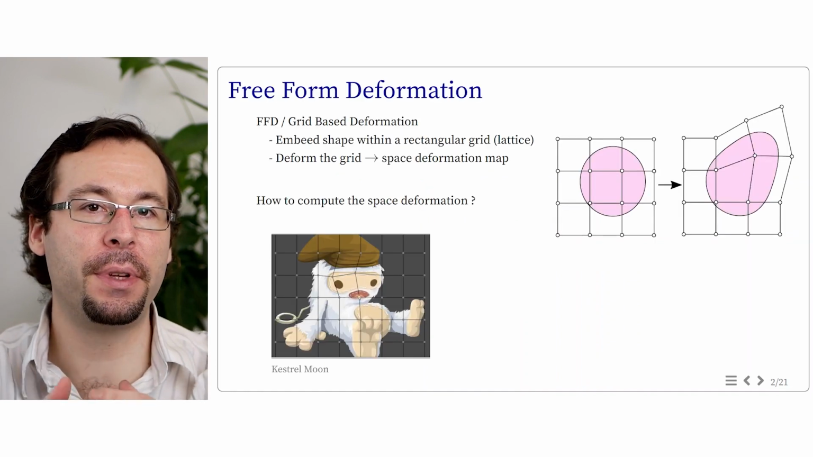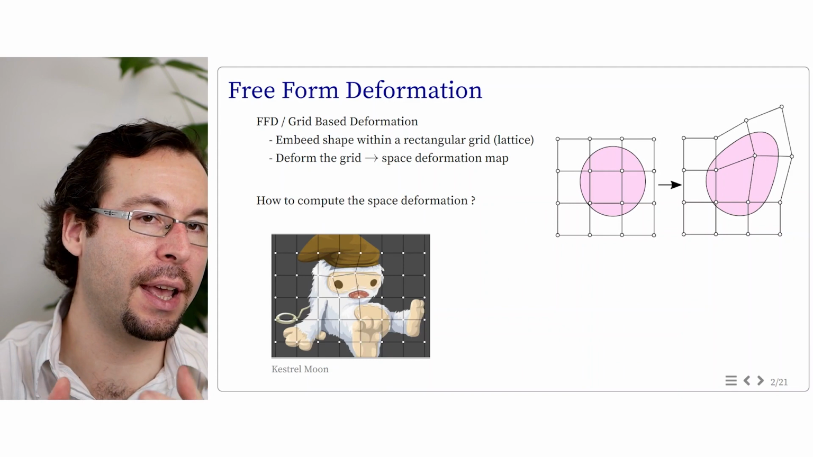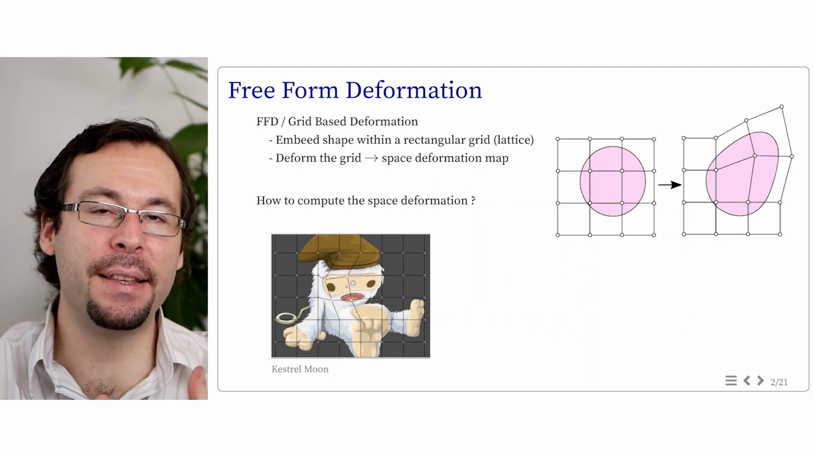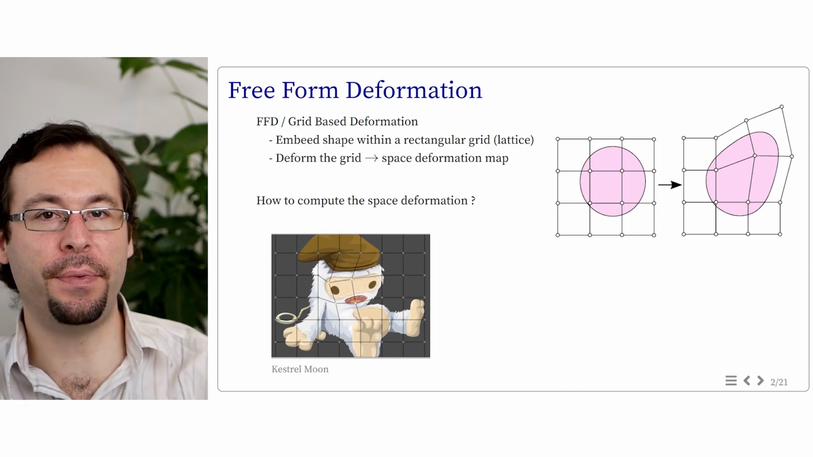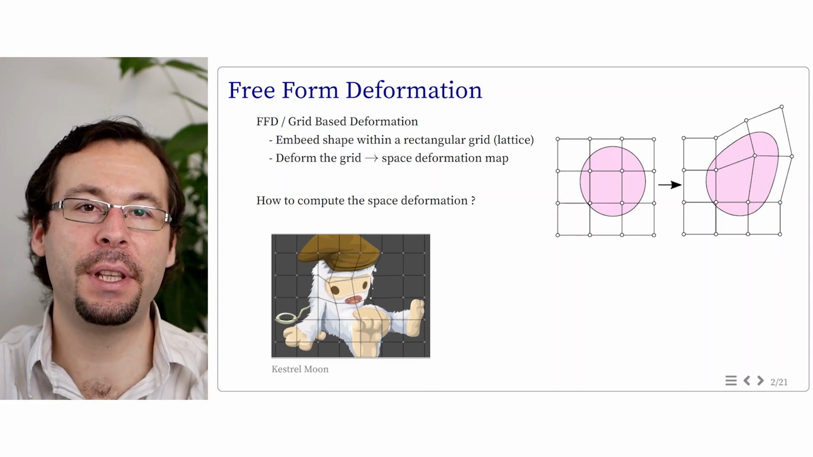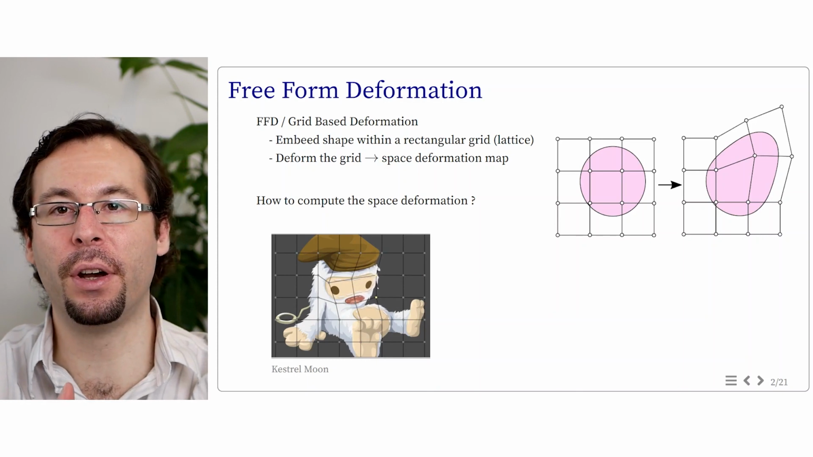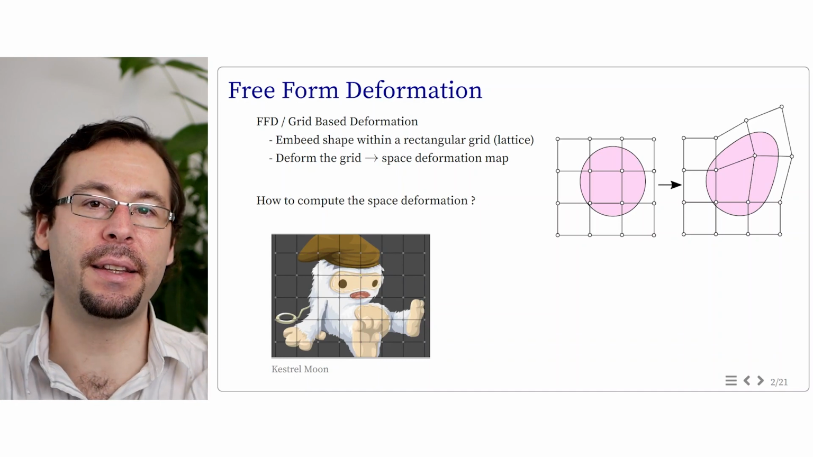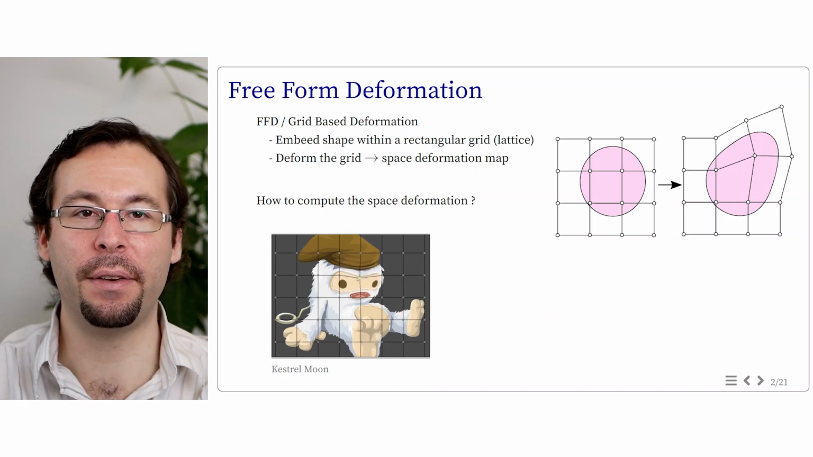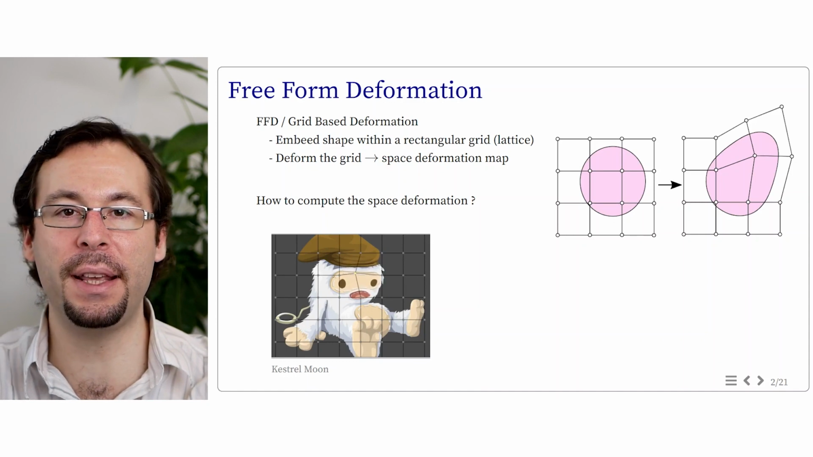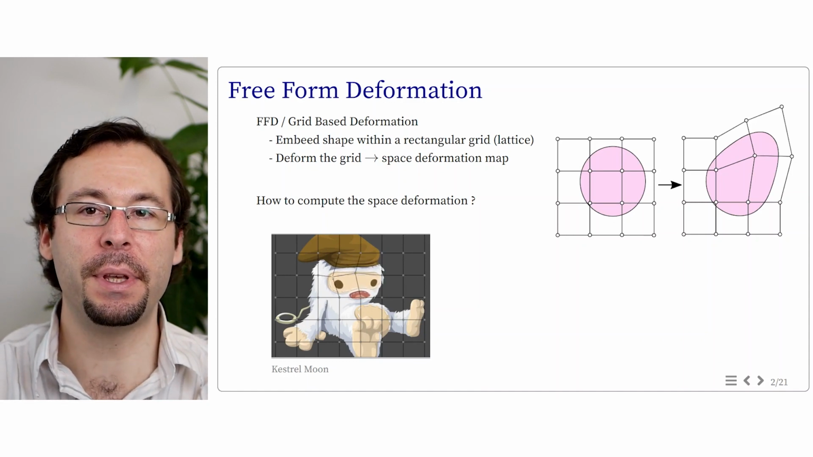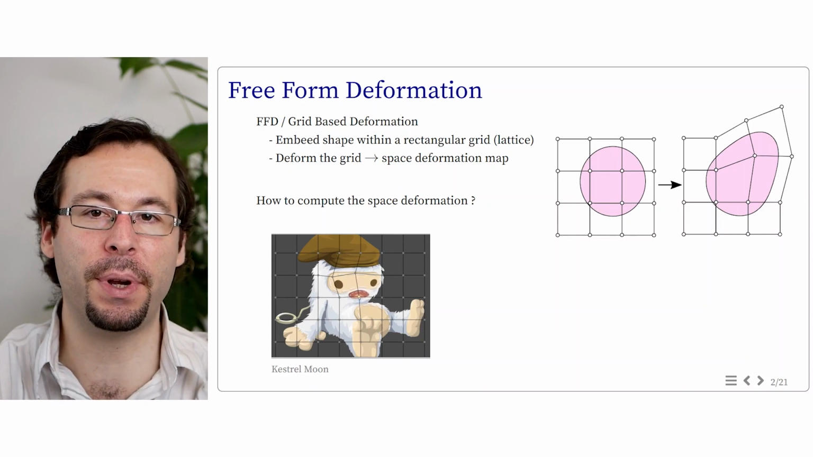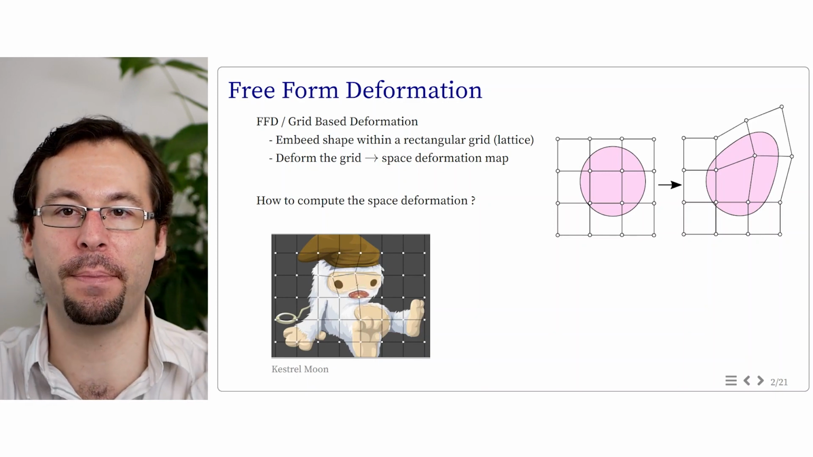And we start with freeform deformation, also called FFD in short. So these deformations can also be understood as grid-based deformation. And the idea is the following. We have an arbitrary shape which is placed within a rectangular or Cartesian grid that we call a lattice. Then at interactive time, we deform the grid, and this induces a deformation of the space inside the grid that can be computed using some smooth function, and this spatial deformation is applied to each vertex of the shape.